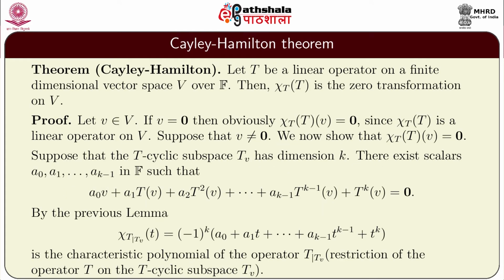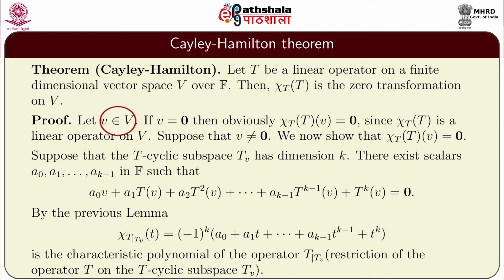Now, the Cayley-Hamilton theorem: let T be a linear operator on a finite dimensional vector space V over the field F, then chi T of T is the 0 operator on V. And chi T of T is the polynomial chi T evaluated at T by the previous definition. Let us prove this theorem now.